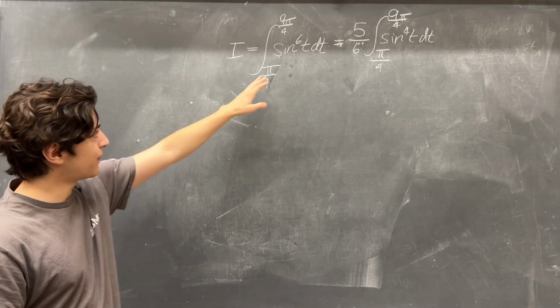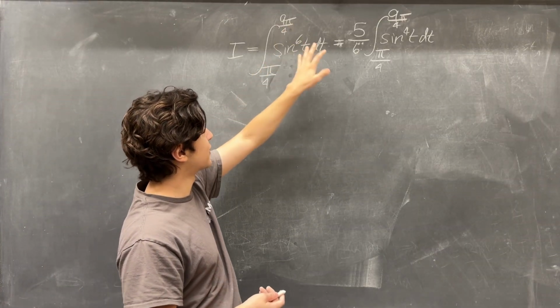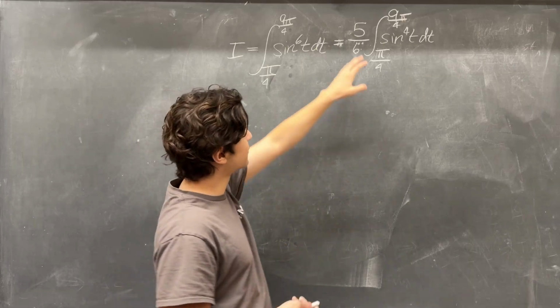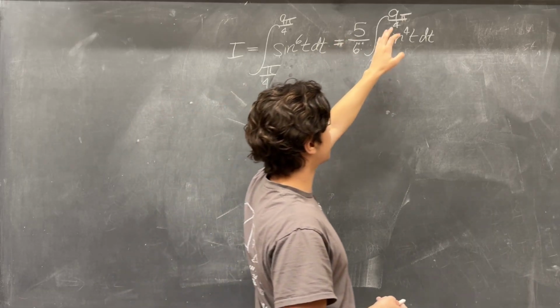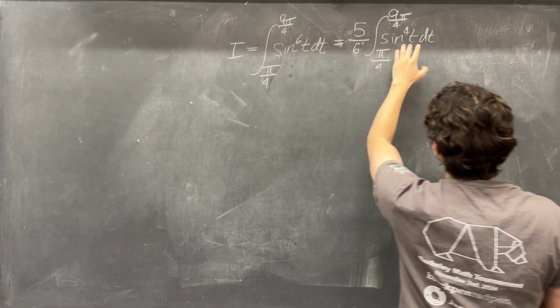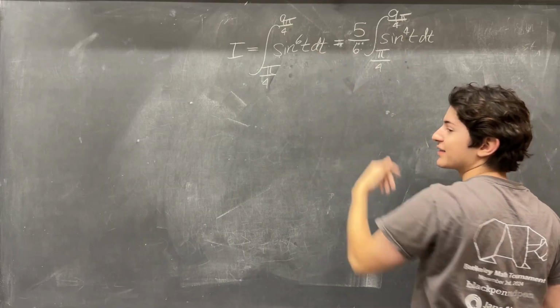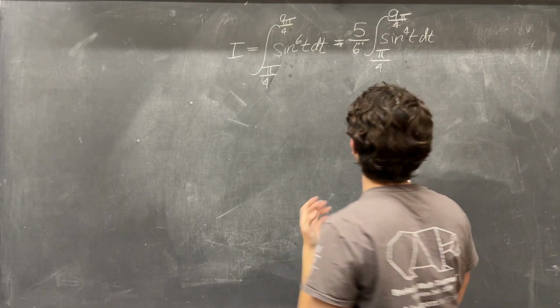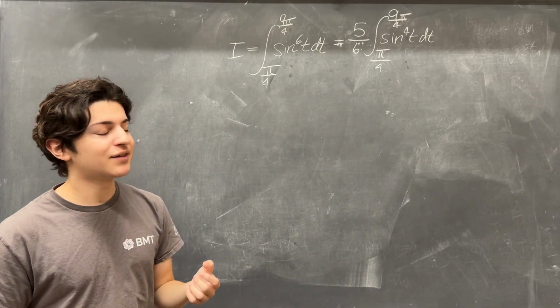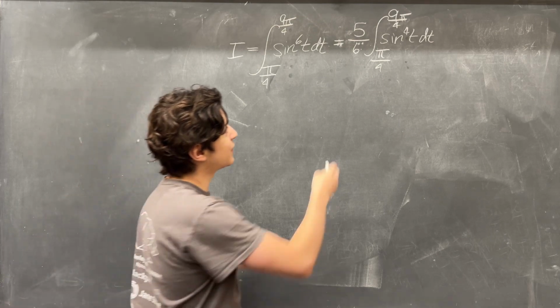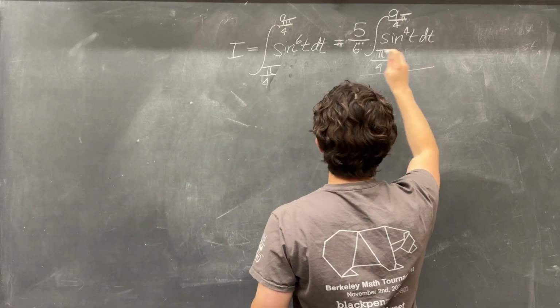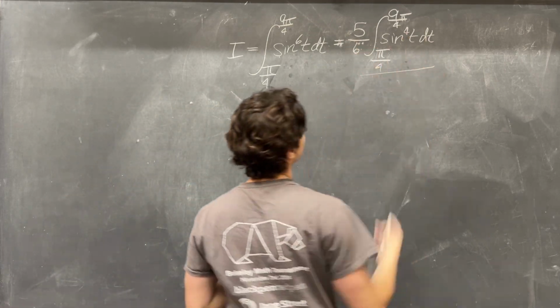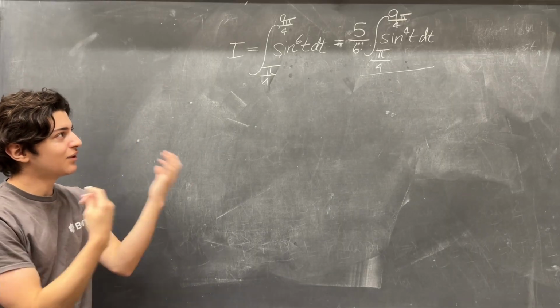So we have that the integral from pi over 4 to 9 pi over 4 of sine to the 6th t dt is equal to 5/6 times the integral from pi over 4 of basically the same thing, but with a 4 instead of a 6. And we've essentially just simplified the expression down. And now all we need to do is evaluate the same integral but with a 4 instead of 6. So the question is, how do we do that?